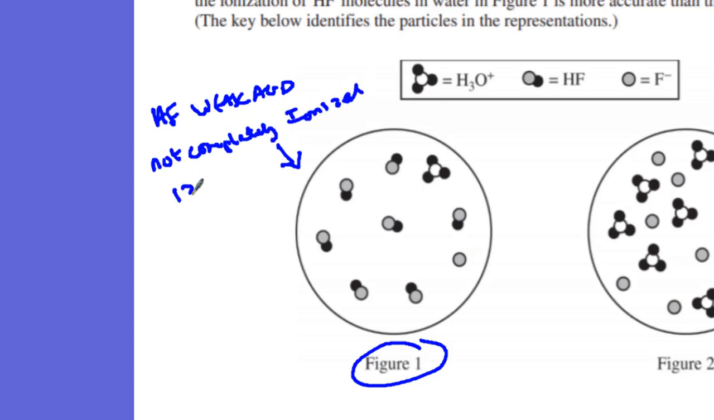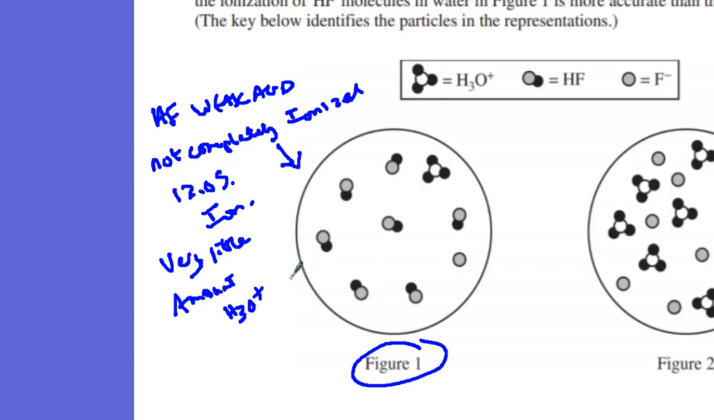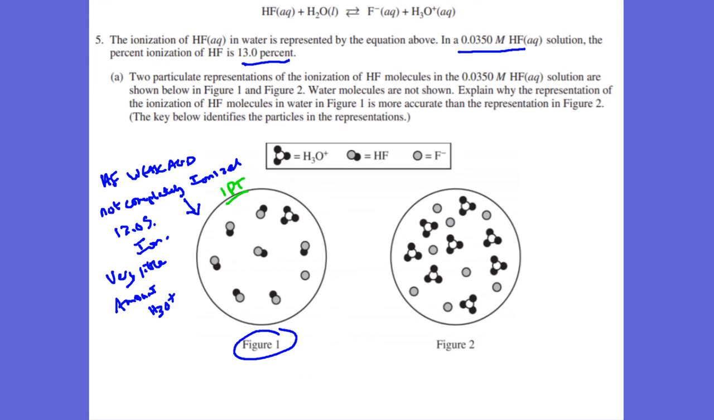It is only 13.0% ionized, which means there will be very little amount of the H3O plus or the H plus. And so that was worth 1 point right there. 1 point for that discussion, that answer. So 1 point for A. Let's go to B.